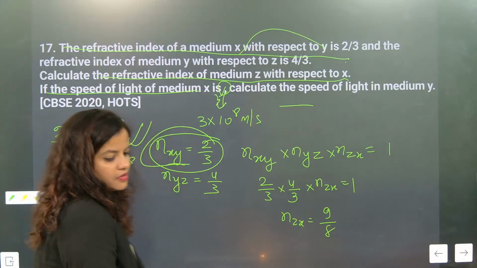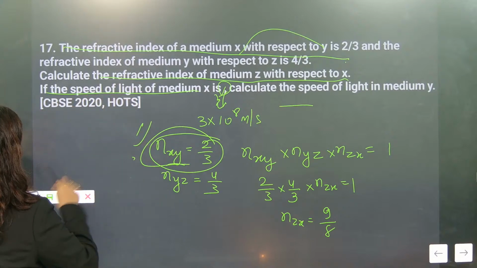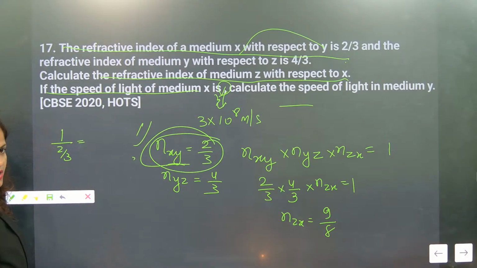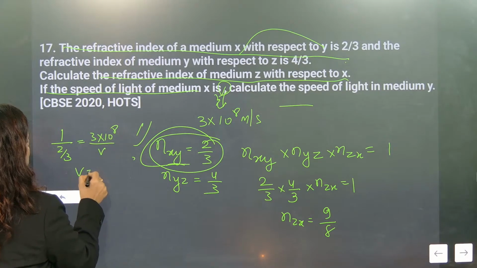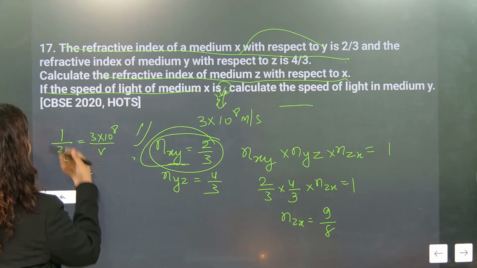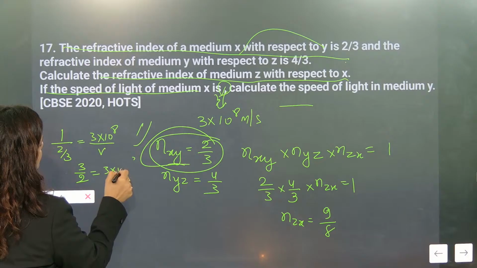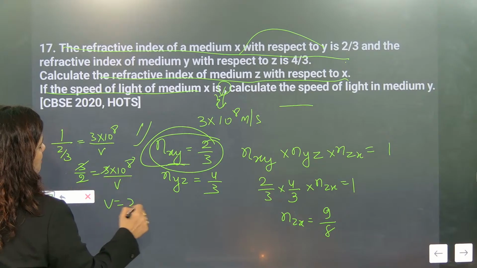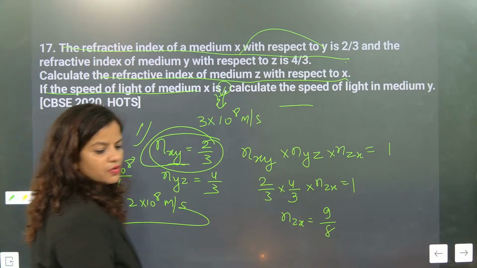So now look here. This is exactly going to be 2 by 3. So if I am writing the refractive index of one with respect to the other, that will become 3 into 10 to the power 8 by velocity. So velocity is equal to, 3 will go up, so here it will come 3 by 2 is equal to 3 into 10 to the power 8 by v. Directly it will come, this and this will get cancelled. Velocity is equal to 2 into 10 to the power 8 meter per second. Nothing was there in the question.